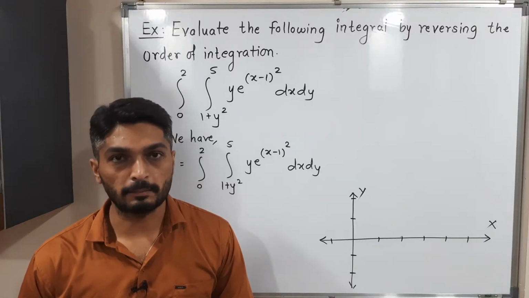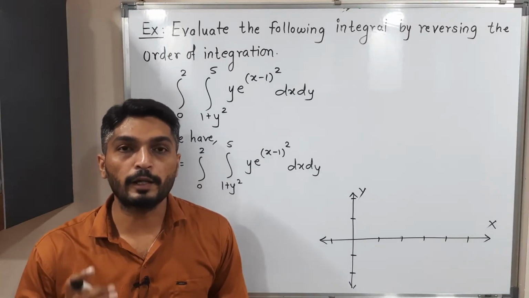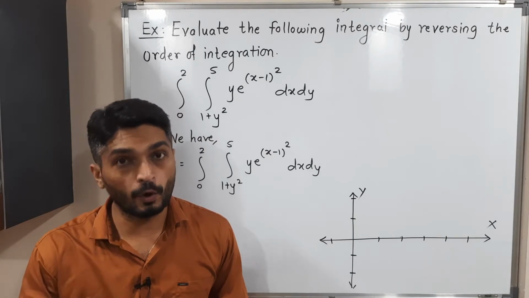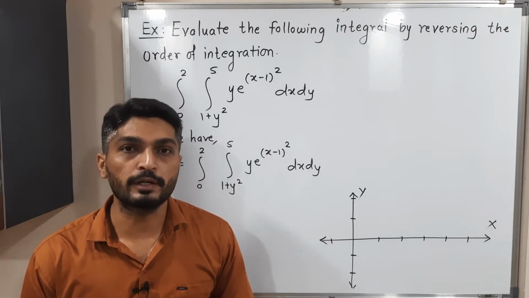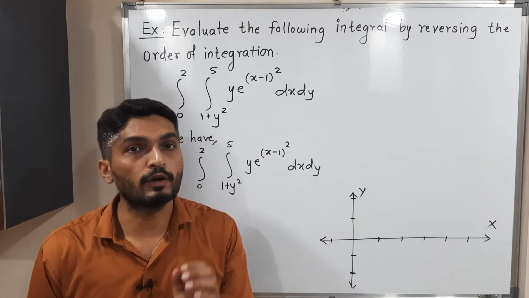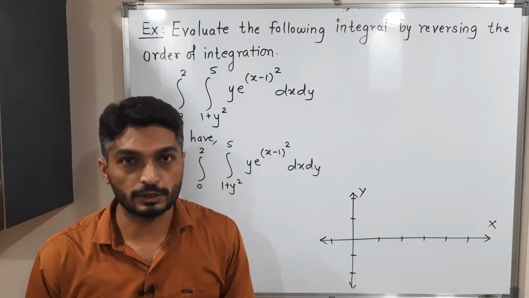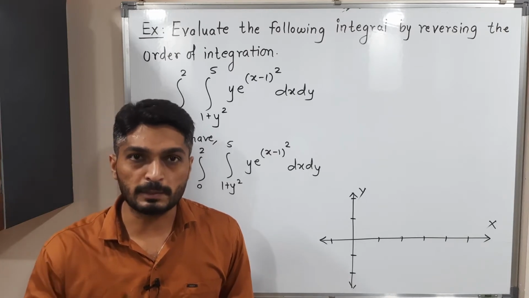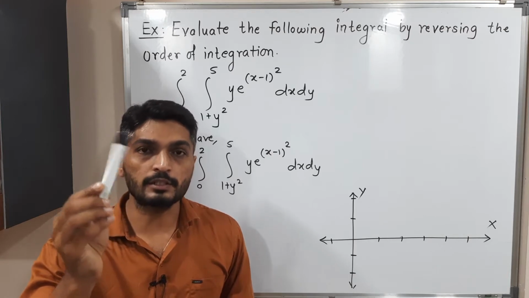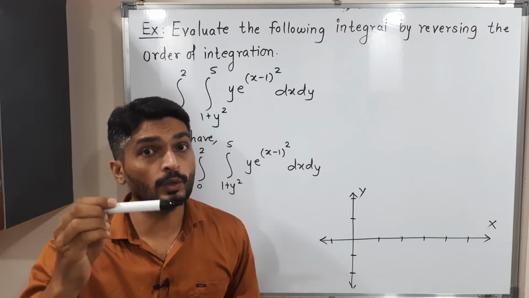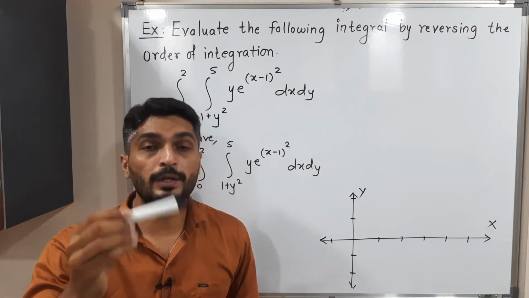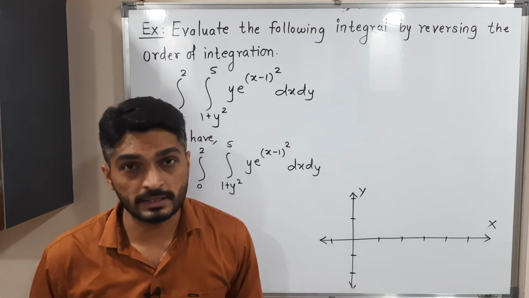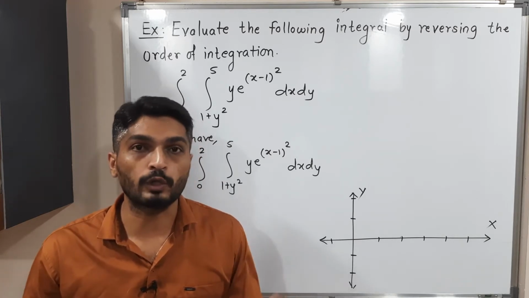Let us discuss this example. In this example, we have to find the value of integration by changing the order of integration. In previous videos we have already seen what the meaning of changing the order of integration is. That means if the original strip is parallel to the y-axis, we consider a strip parallel to the x-axis, and if the original strip is parallel to the x-axis, we rotate it and consider the strip parallel to the y-axis, we find the new limits and we solve the double integration.